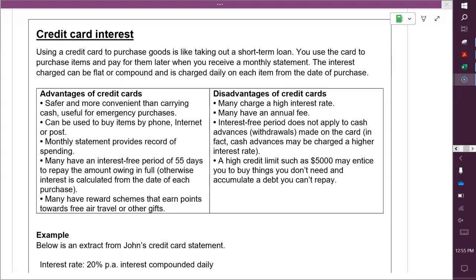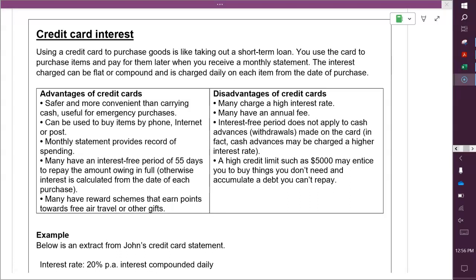those purchases. So some advantages: it's safer and more convenient, good for emergencies. You get a monthly statement which shows you what you've spent your money on, and many have that interest-free period to repay the amount without having to pay any extra on the interest. And a lot have reward schemes, so like getting points for airlines and things like that.